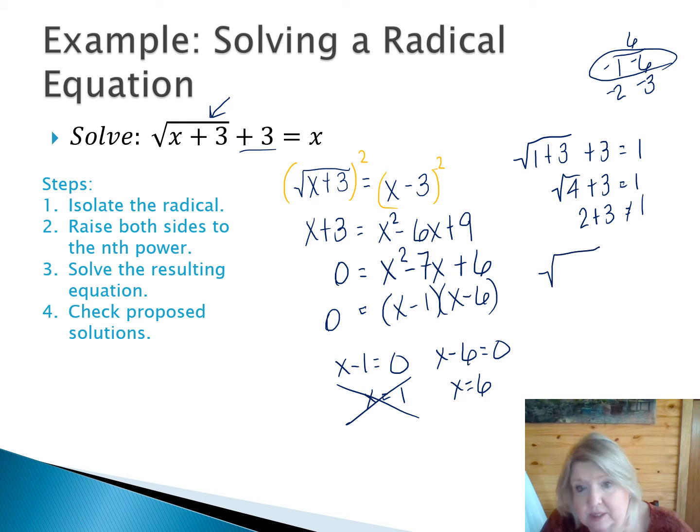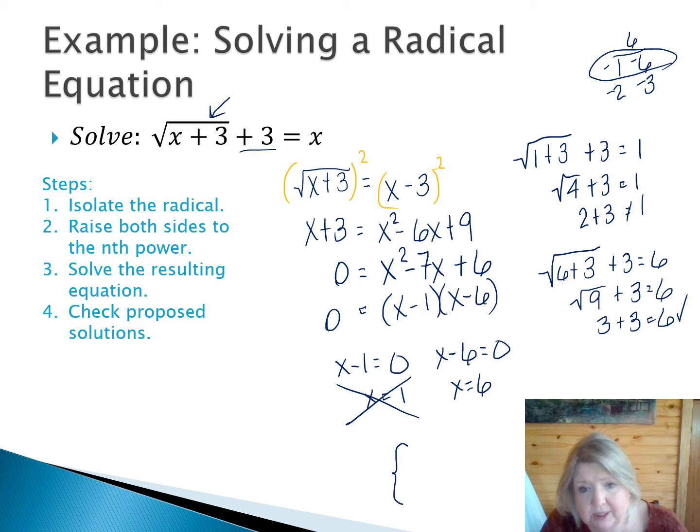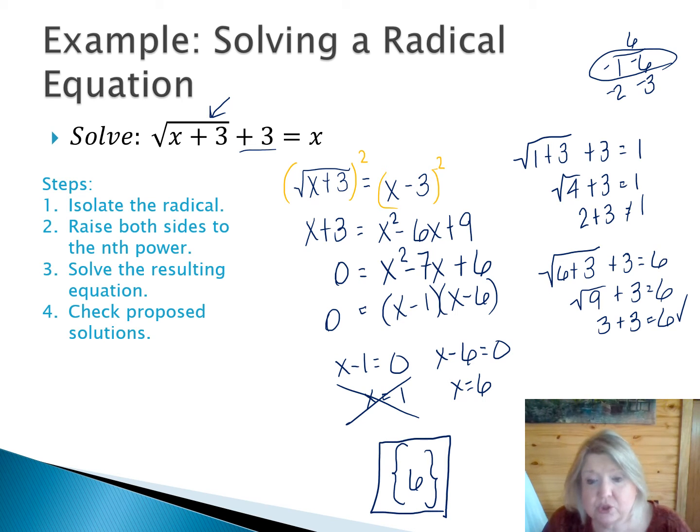And now I check the 6, wondering if he's going to work or not. So plug in a 6 for x: 6 plus the square root of 6 plus 3 equals 9? 6 plus 3 is 9. The square root of 9 is 3. And 6 plus 3 is 9, so he's going to work. So I had the possibility of 2 answers, but only 1 worked. This is why that check, I tell you, is so critical in radical equations.